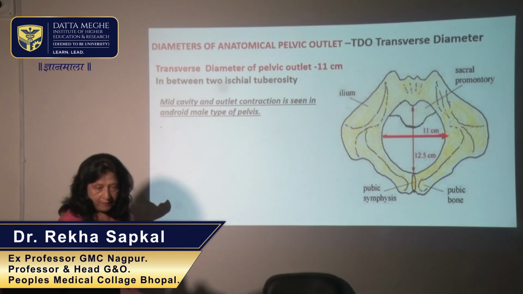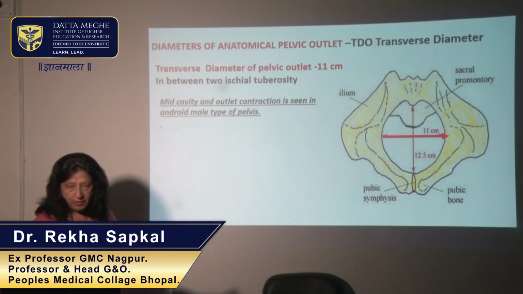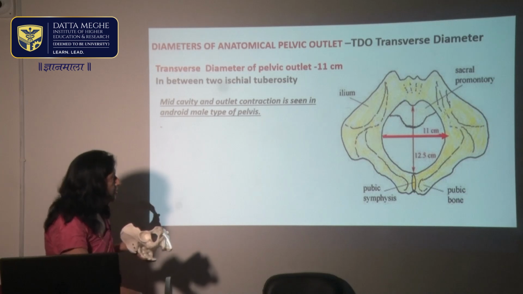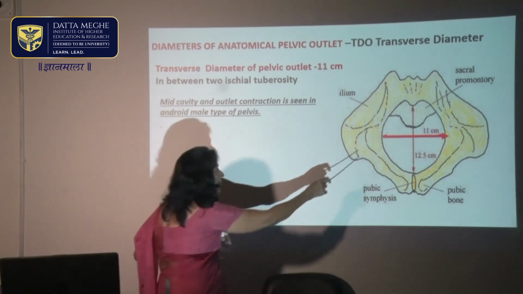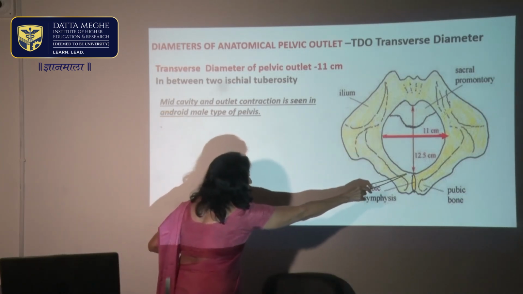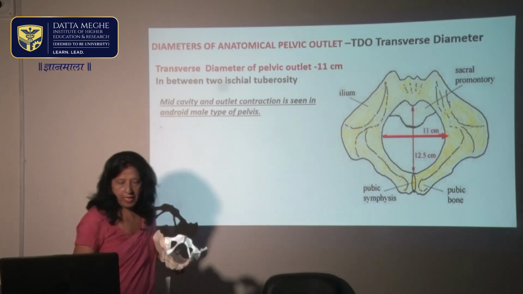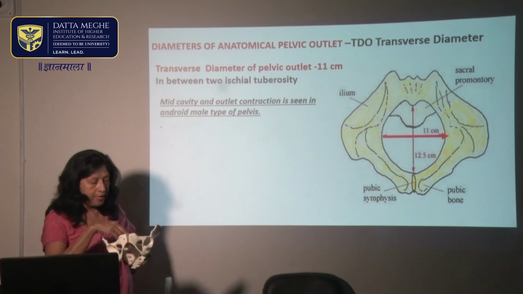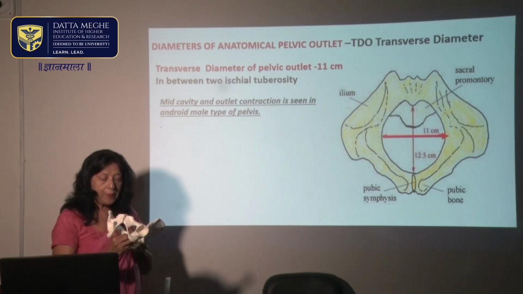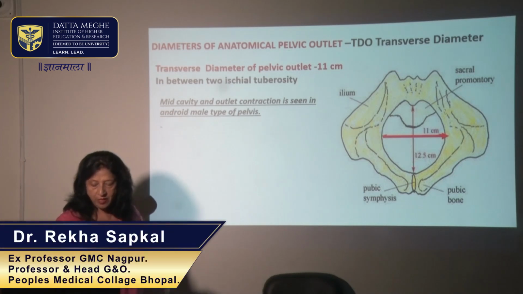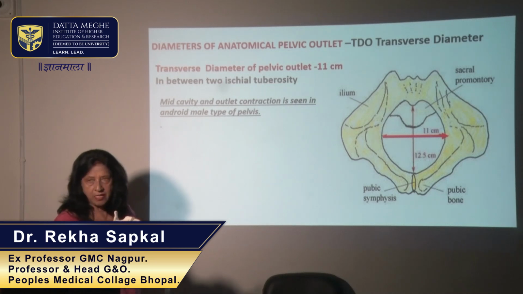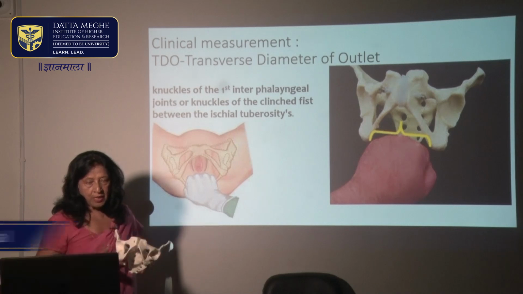Transverse diameter is 11 centimeters, this is what the transverse diameter is. Broadly, the AP diameter is 13 centimeters or 12.5 centimeters. So, all AP diameters of the midplane and inlet are quite spacious. There is a lot of space. There is a bony deficit also here.